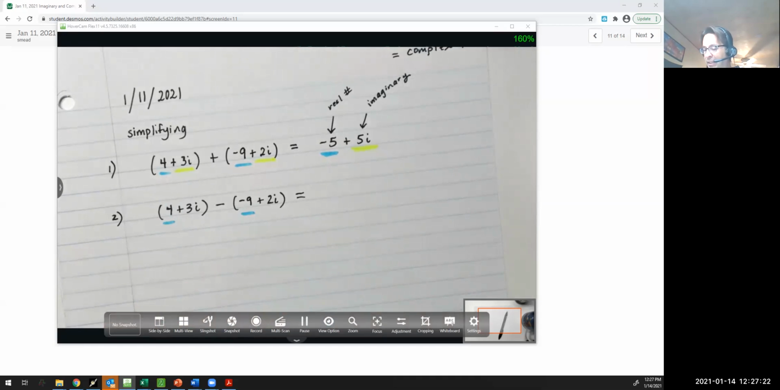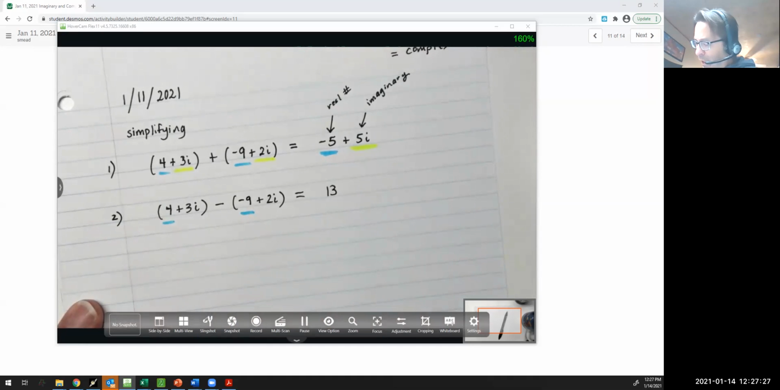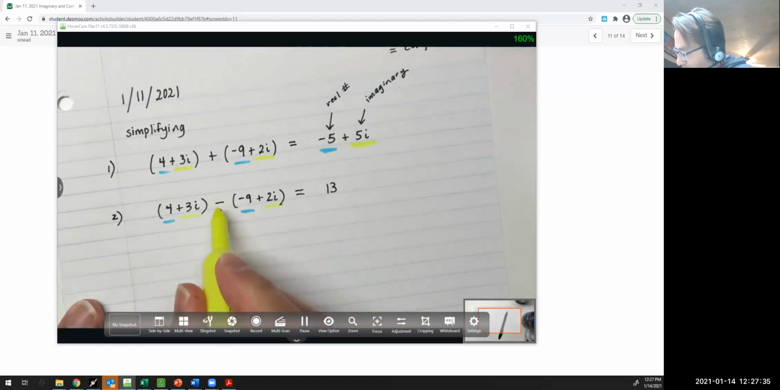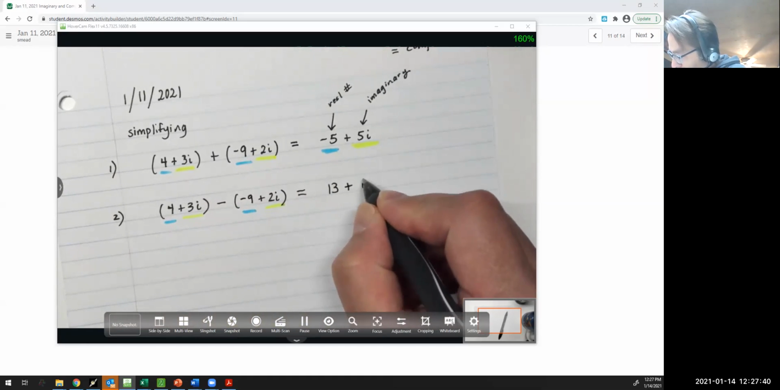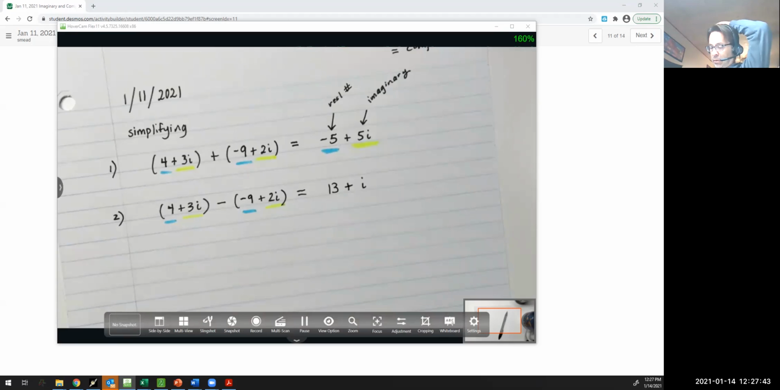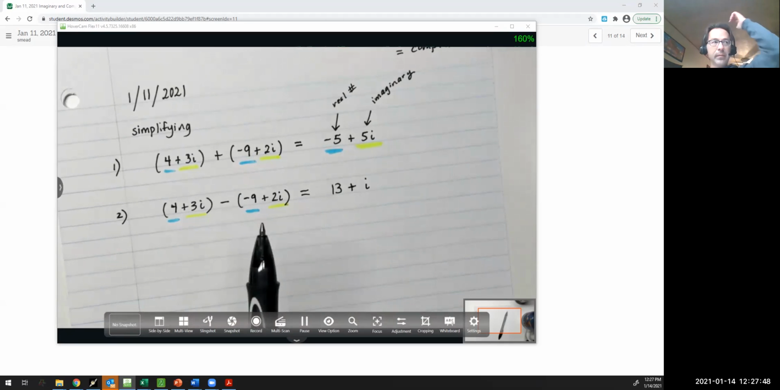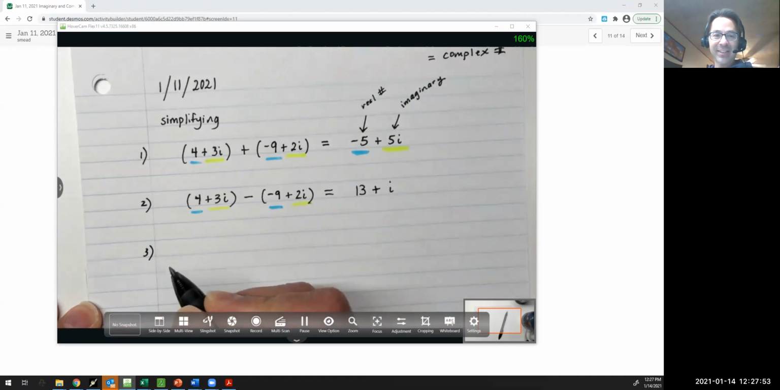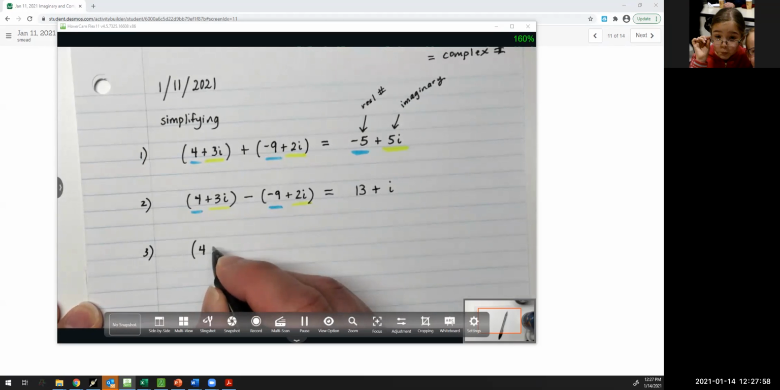Okay, so 4 minus negative 9 is 13. Normally I would make you distribute to remove the parentheses, but I don't think that's necessary. Okay, positive 3 minus positive 2 is positive 1i, but we don't need the 1. So always take a look at the operation. And I think you know what's coming. We got add, subtract. And then we're stopping there.